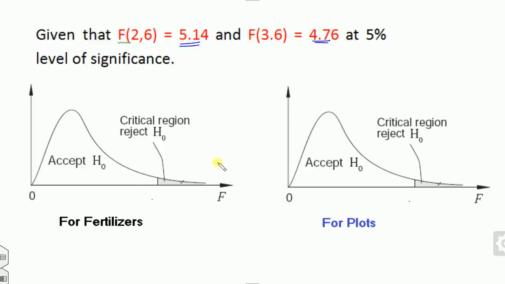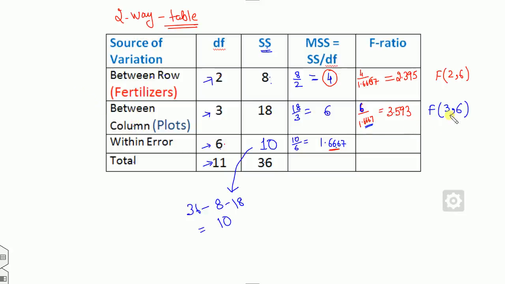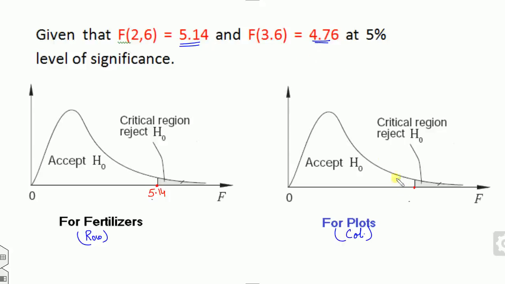Okay, so there are the two-way ANOVA. So we have to use the two curves, one for the row, that is the row wise, and this is for the plot, that is the column wise. Look at this, this value is my 5.14, and this value is my F for the plots. Plot is my column, and for the column we need the F3,6. So F3,6 is 4.76. Now you have to check whether your H0 is accepted, and this is the portion corresponding to the rejected H0 at 5%.